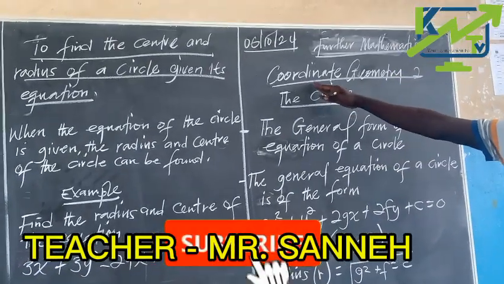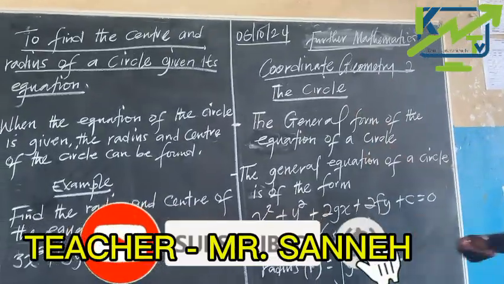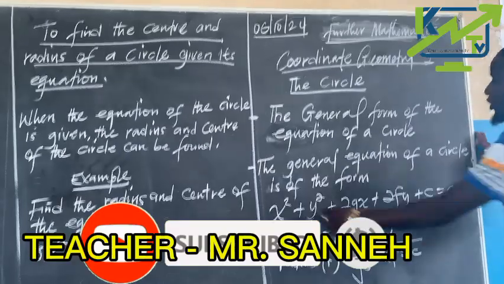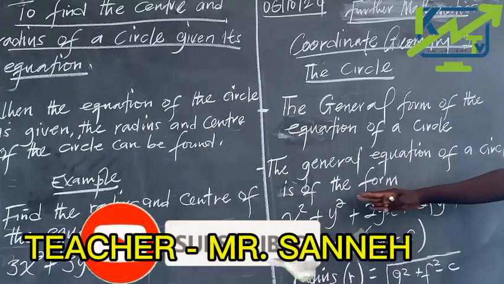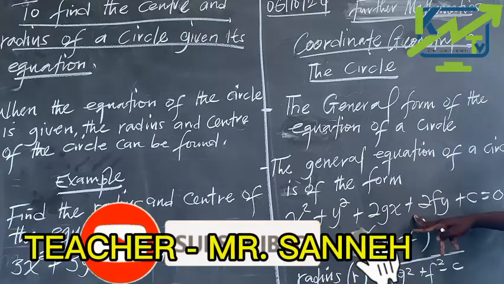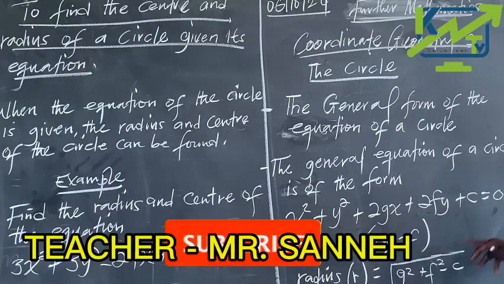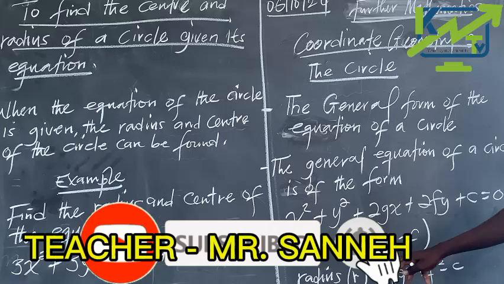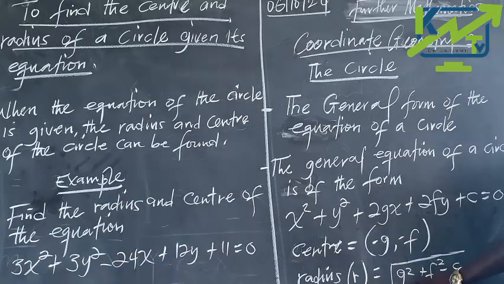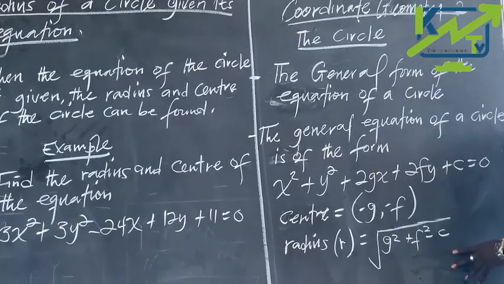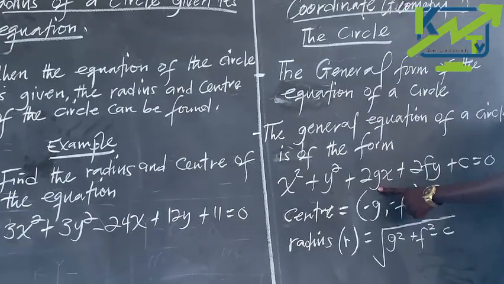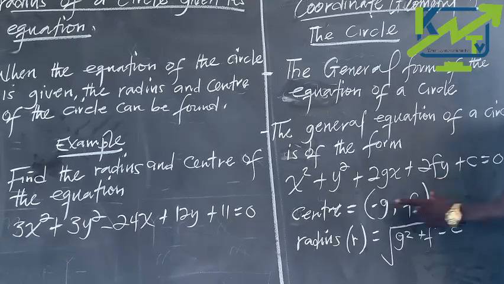Today we are going to discuss coordinate geometry 2, that is the circle, and the general form of the equation of a circle. The general form is x squared plus y squared plus 2gx plus 2fy plus c, where our center is (negative g, negative f) and our radius is the square root of g squared plus f squared minus c. Here c is the constant, and g and f give the center.